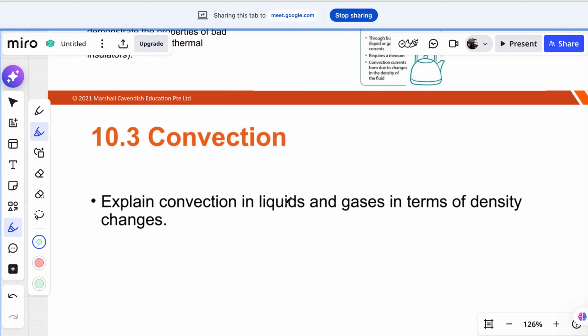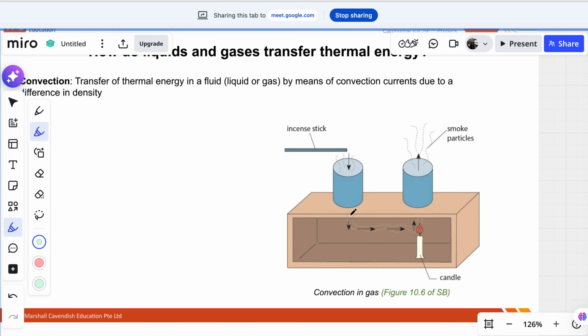Now, how do gases transfer thermal energy? This is for gases. You have the incense stick and you have the smoke particles. Here we have two candles. Then you light up this incense stick, and heat flows from here because you light it up. Then it flows to this one to light up this candle. This candle produces heat, and then the air here becomes less dense, and the air flows out to this place, and then the denser air falls to this place and flows to this place.